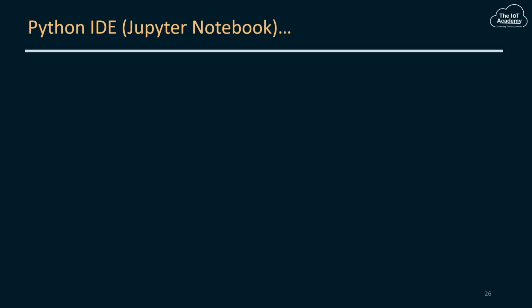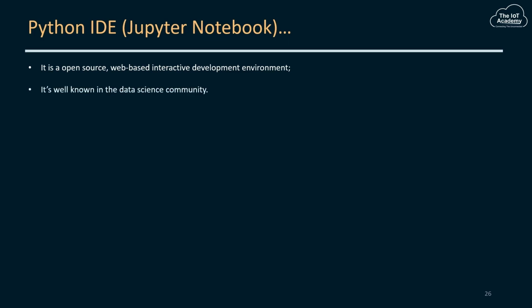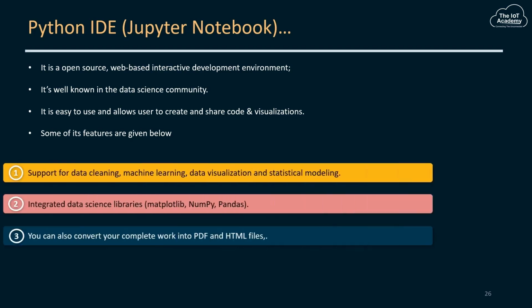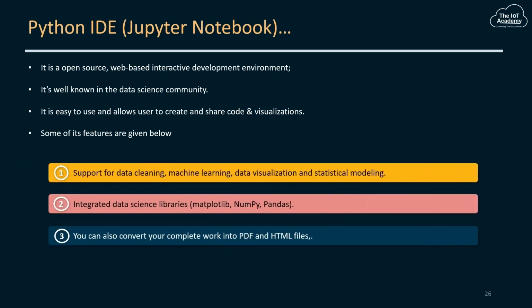Python IDE Jupyter Notebook. It is an open source, web-based interactive development environment. It is well known in the data science community. It is easy to use and allows users to create and share code and visualizations. Some of its features are given below. Support for data cleaning, machine learning, data visualization, and statistical modeling. Integrated data science libraries, namely Matplotlib, NumPy, and Pandas. You can also convert your complete work into PDF and HTML files.